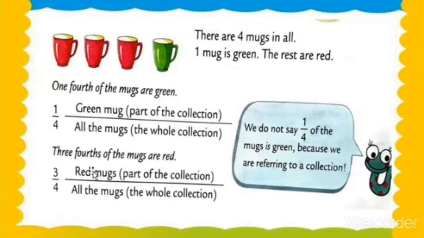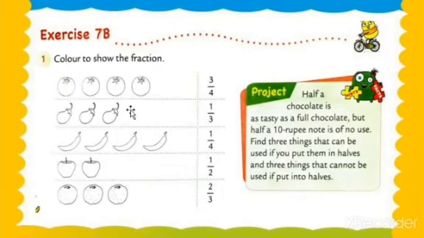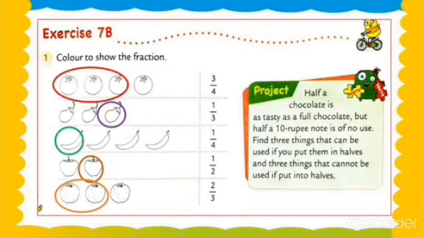Okay, now we move on to the further questions, my dear students. Here the fraction of collections is done. Now we move on to exercise number 7b. Question number 1, color to show the fraction. Okay, what is question number 1, my dear students? Color to show the fractions means we have to color all these vegetables to show the fraction. Understood, my dear students? So now let's check exercise 7b, color to show the fraction.